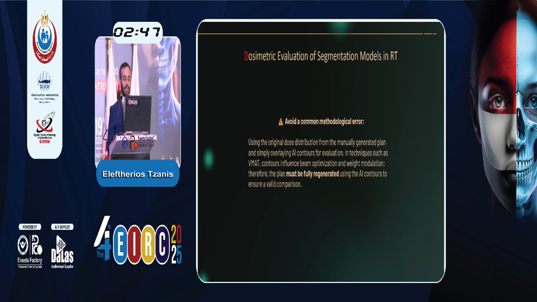A common methodological error that should be avoided is attempting to assess the effect of AI contours on dose distribution by simply overlaying the AI contours on the dose distribution derived from the plan that initially used the manual contours. We should keep in mind that in techniques such as VMAT, contours influence beam optimization and weight modulation. So the plan must be fully regenerated using the AI contours to ensure a valid comparison.